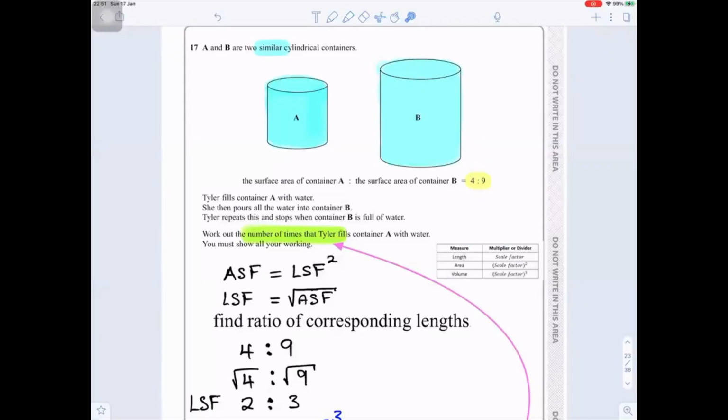Question number 17. A and B are two similar cylindrical containers. The surface area of container A is to the surface area of container B equals 4:9. Tyler fills container A with water. She then pours all the water into container B. Tyler repeats this and stops when container B is full of water. Work out the number of times that Tyler fills container A with water. You must show all your working.